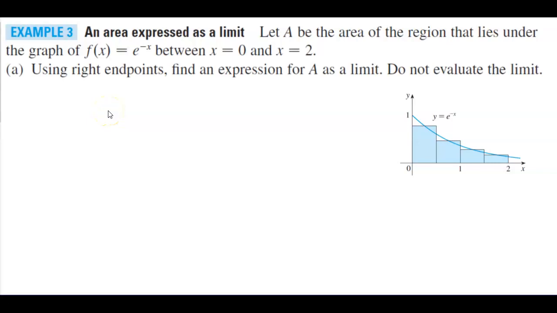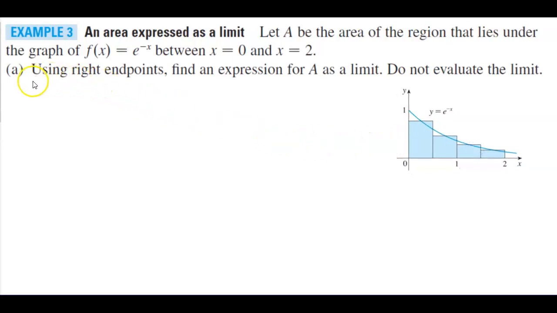Example 3. An area expressed as a limit. Let A be the area of the region that lies under the graph of f of x equals e to the negative x, between 0 and x equals 2. And you can see here what the graph looks like. In part A, using right endpoints, we want to find an expression for A as a limit, but do not evaluate the limit.